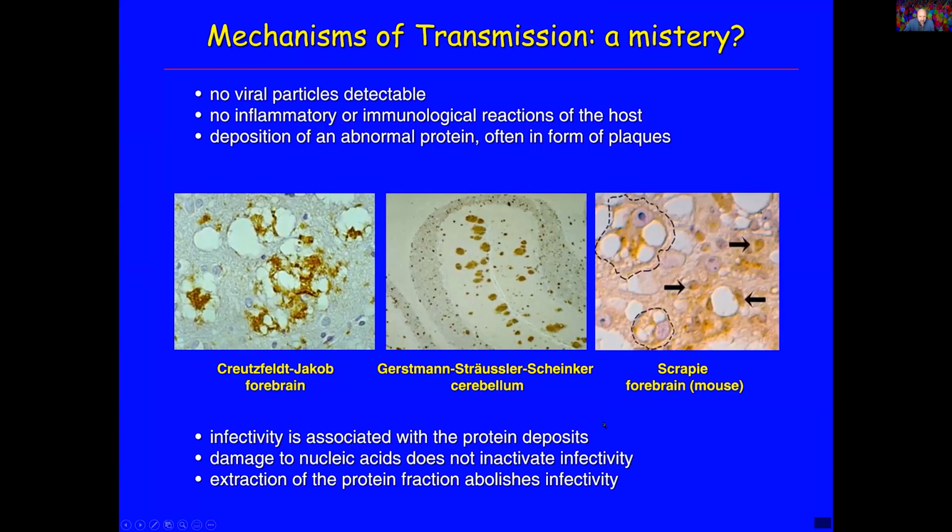Now, what about the mechanism of transmission of prions? I will talk about this in the next installment. Stay on.